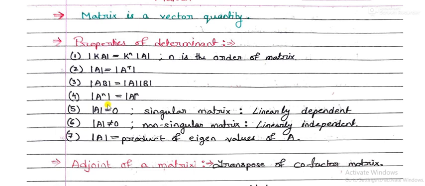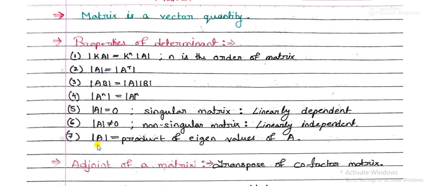Now fourth property here, determinant of A to the power n equals determinant of A whole to the power n. Number 5, determinant of A equals 0 for a singular matrix, that means for linearly dependent. Determinant of A not equal to 0 is a non-singular matrix, for linearly independent. Now determinant of A equals the product of the eigenvalues of the matrix.